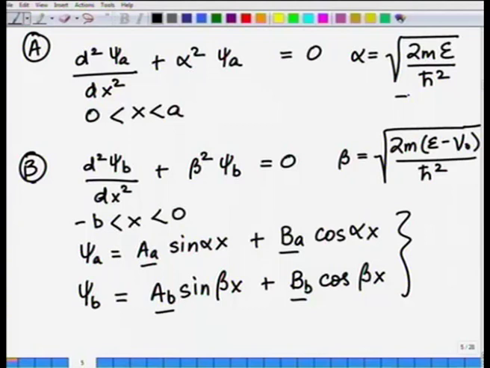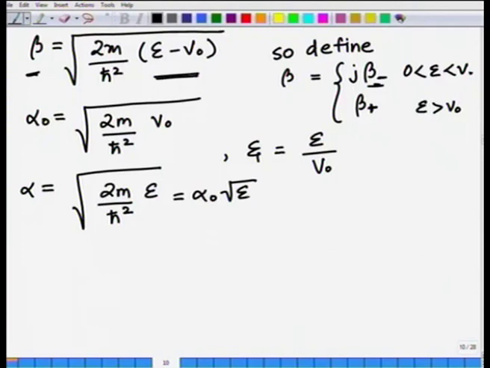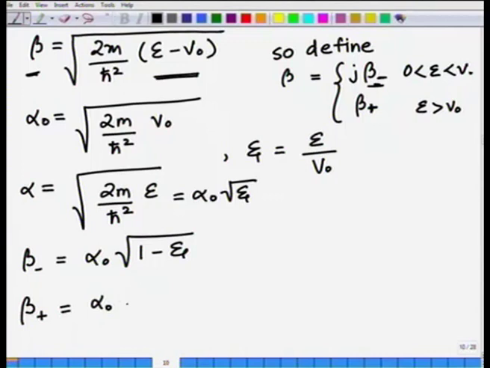So, we can write alpha as 2m over h bar square times energy, whole square root. This quantity we can therefore write as alpha naught times square root of zeta. I can write alpha like this, beta minus as equal to alpha naught times square root of 1 minus zeta, and beta plus as equal to alpha naught times square root of zeta minus 1. So, I am now going to use these quantities, alpha naught, zeta, beta minus and beta plus, and reduce this equation.